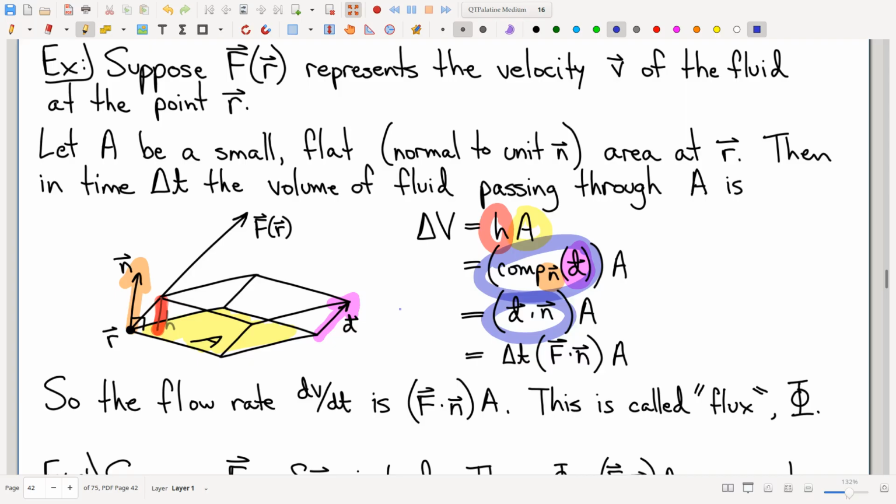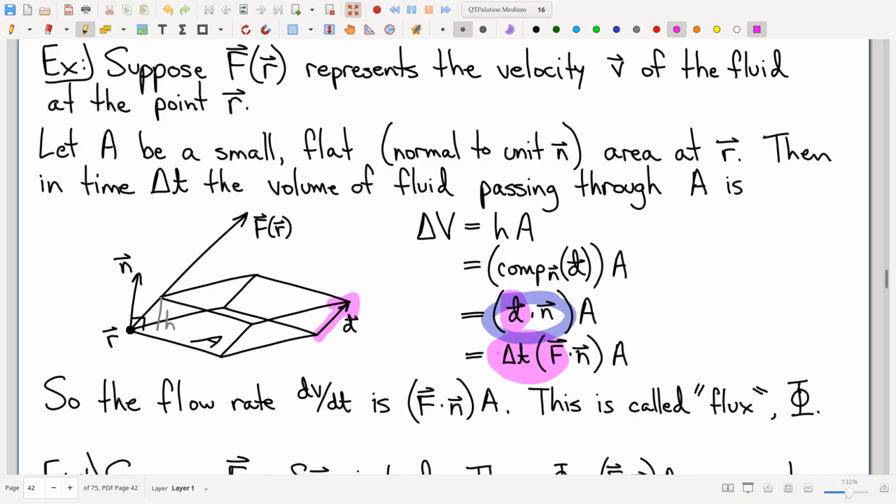And then, by the way, what was this d vector again? The d represents how far the fluid moving with velocity f displaced in an amount of time, delta t, and displacement is velocity times time. Now, there are a lot of nitty-gritty little details in here, and don't get lost in the details. You've got to think about the details, yeah. But big picture, we're just looking at volume per unit time.